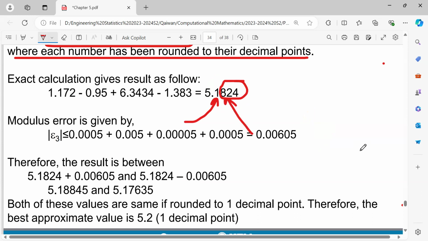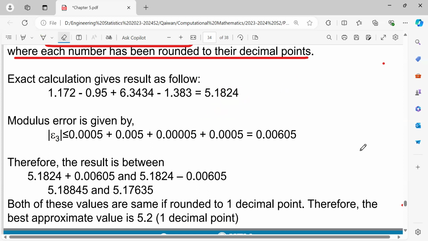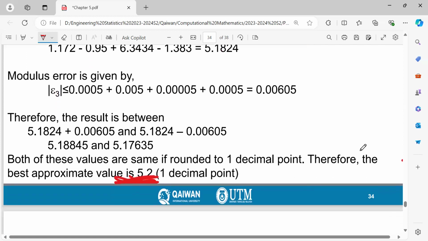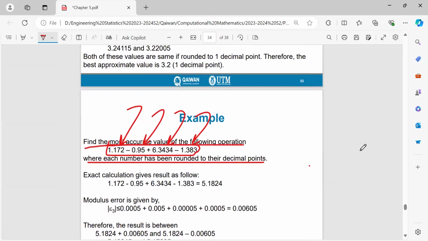If it's less than 5, we don't add. If it's 5 or greater, you have to add 1 for the specified, for the required decimal point. Here we need to round it to one decimal point, so that's it. So it's approximately 5.2. And we delete the rest of the decimals. Now this 5.2 is the best approximation. The best approximate value is 5.2. This is how we do this. In these types of questions, we just follow those 3 steps.